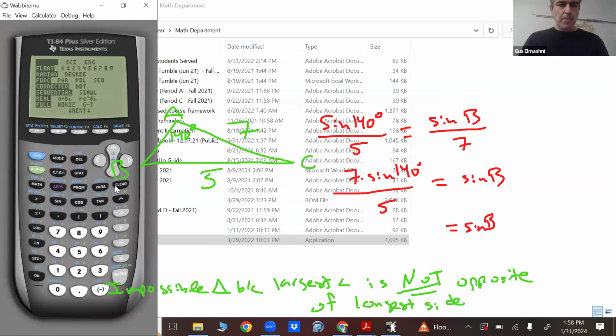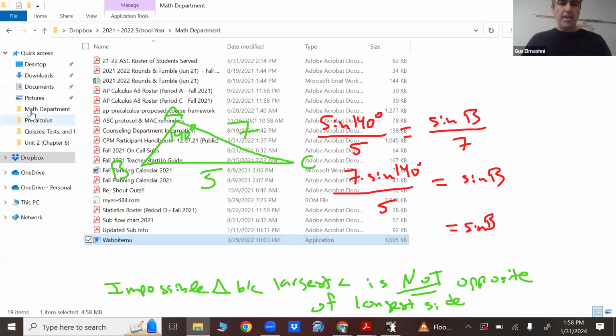So switch to degree mode. Very important. You will be screwed if you stay in radian mode. And by the way, we're not doing any radians in this unit, just so you know. Everything's all degrees in this unit. So make sure you switch, because that would be really bad. And divided by 5. Okay, fair enough. So we get roughly 0.8999.